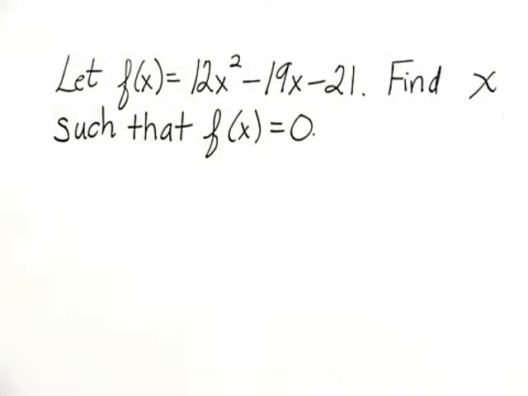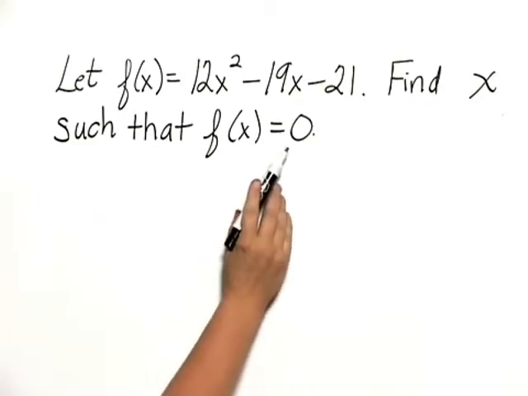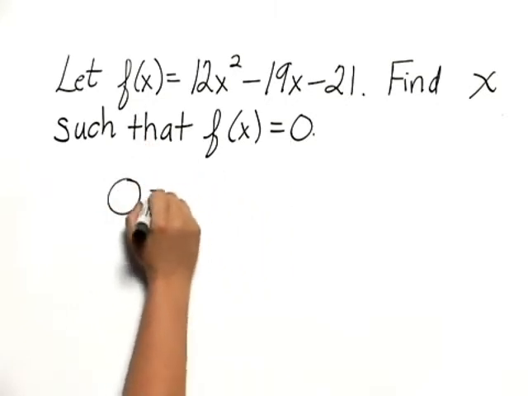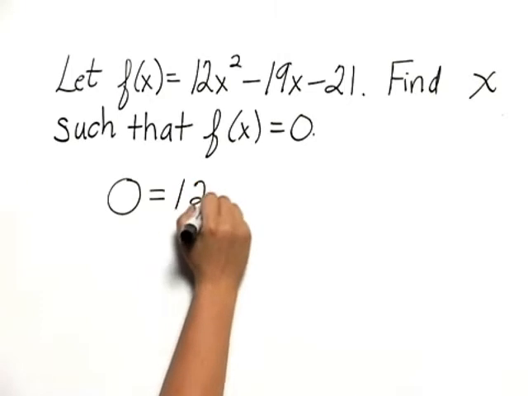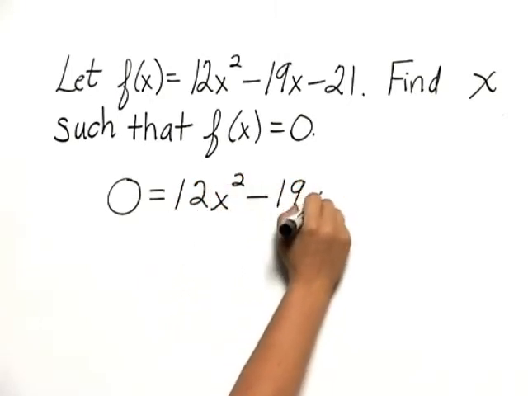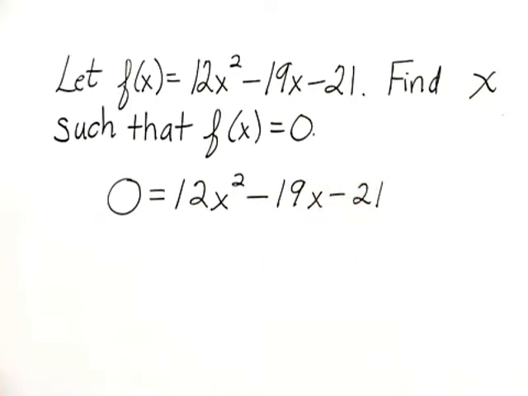Let f(x) = 12x² - 19x - 21. Find x such that f(x) = 0. What this means is to let f(x) be 0 and solve for x. So we have 0 = 12x² - 19x - 21.